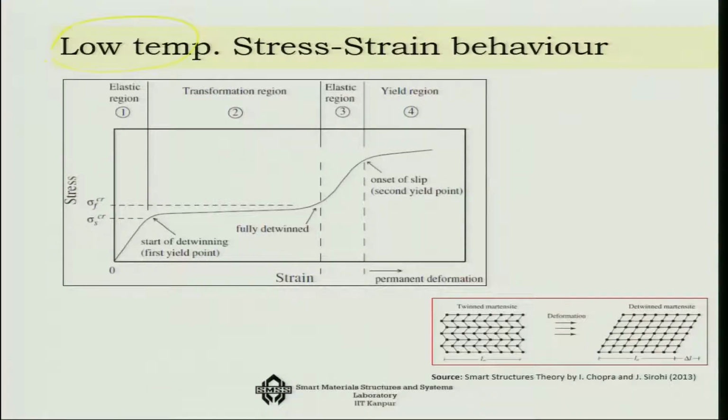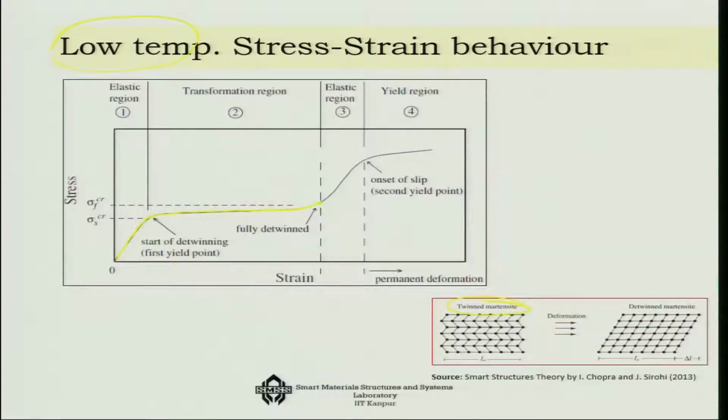So, at the low temperature level, that means it is at martensite. So, this is at the martensite phase. In fact, it is initially at the twinned martensite phase. Now, as I am increasing the loading, after a certain point it will start to detwin. That is the first yield point. Okay. So, I have crossed the elastic region. Now, the transformation is happening from twinned to detwinned state.